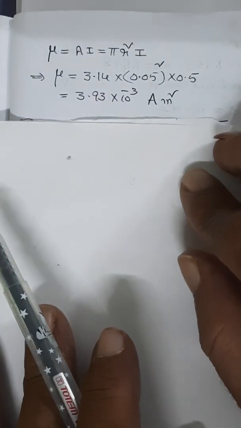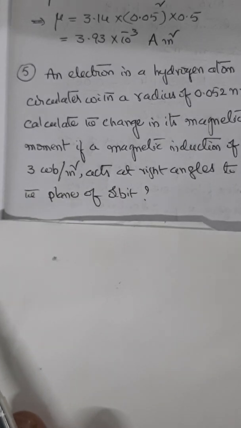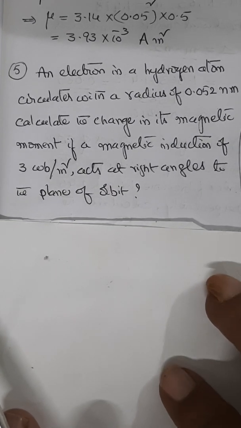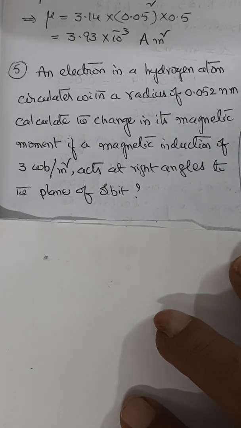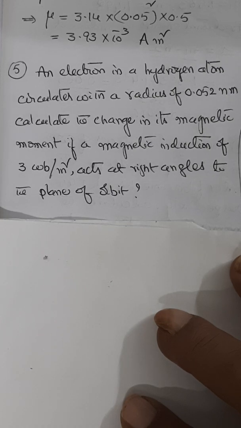Right? Now, let us look at yet another problem. This is an interesting problem being asked a number of times. Carefully read out the problem. An electron in a hydrogen atom circulates with a radius of 0.052 nanometers. Calculate the change in its magnetic moment if a magnetic induction of 3 Weber per meter square acts at right angles to the plane of the orbit.